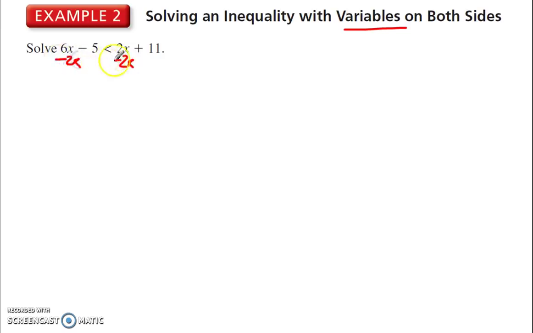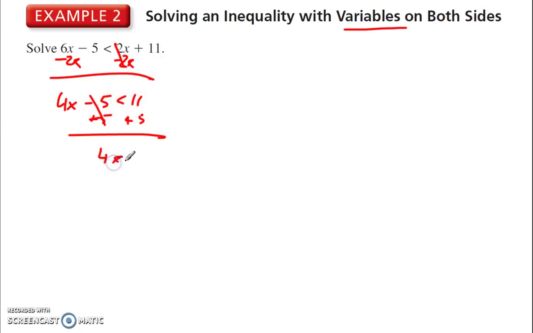Now subtracting it, just because there's a minus or a negative, does not change the sign. I'm not multiplying or dividing. So then I get 4x minus 5 is less than 11. Add 5 to each side. This cancels out. 4x is less than 16. Divide by positive 4. And x is less than 4.